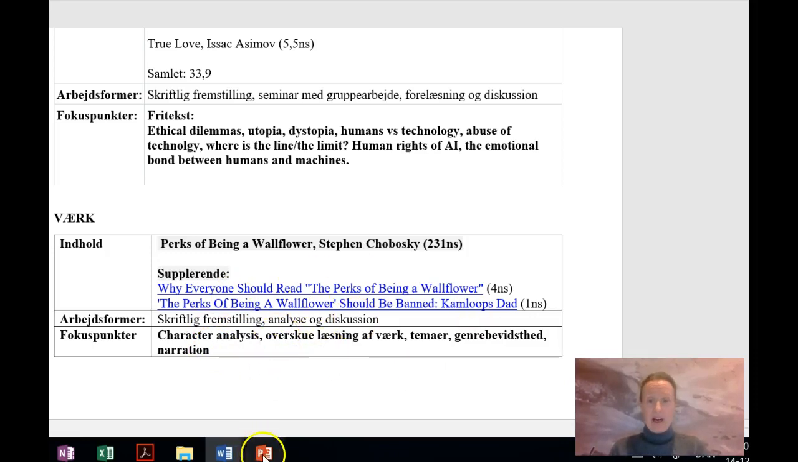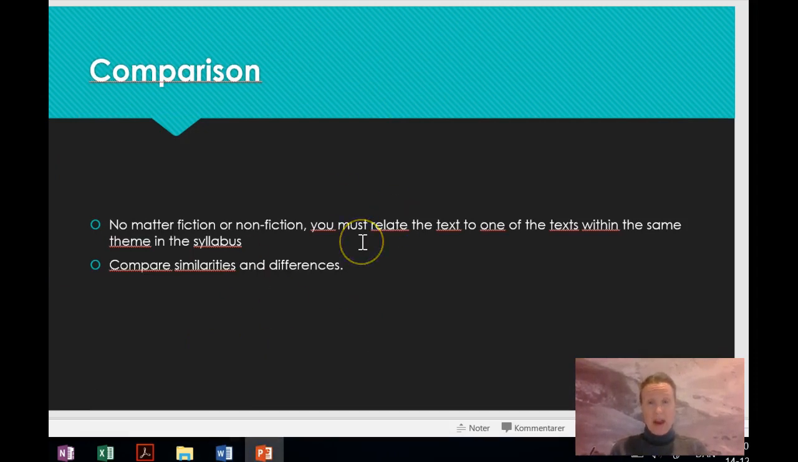Lastly, you have to compare the text that you get to one of the texts that you've already read within the same theme. Here you should compare similarities and differences. For instance, if you get a Clash of Cultures text that deals with arranged marriage, it would be irrelevant to compare it to Dusk Over Atlantic Wolf. Or if it's about fanaticism, you compare it to one of the texts that we read there. Find the similarities, obviously, but most importantly, it's interesting to discuss the differences. How do these texts deal with the same topic, and in what way are they different?